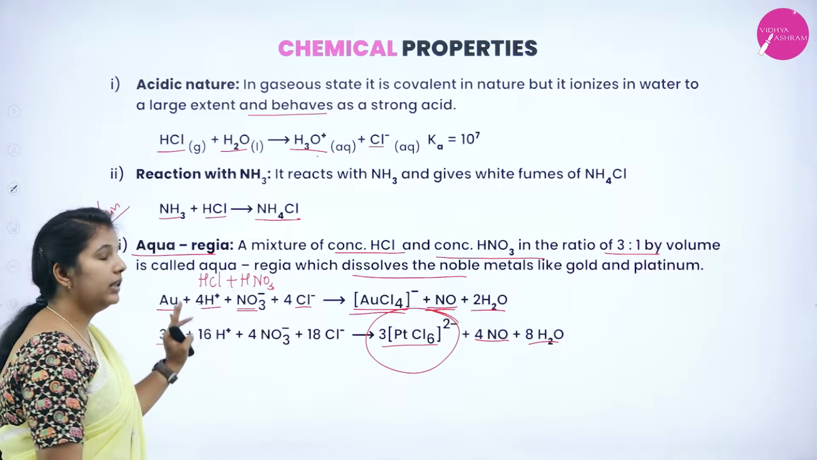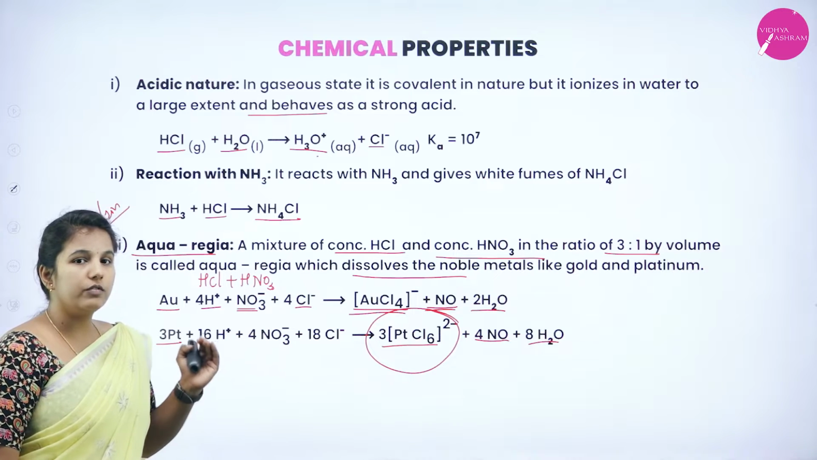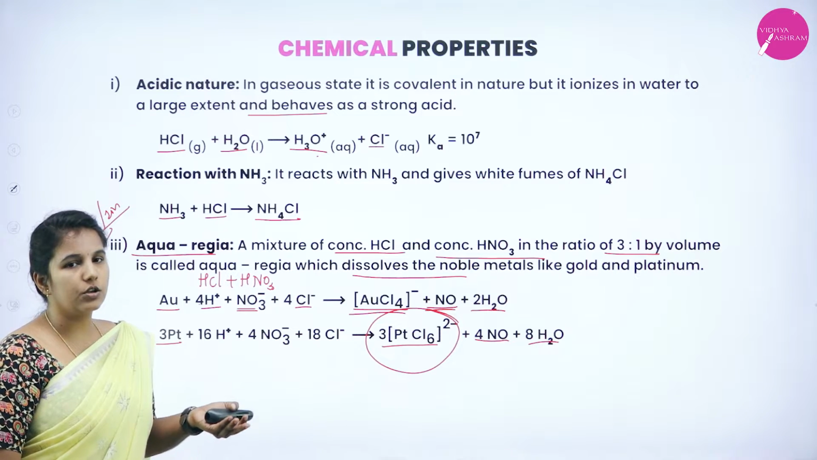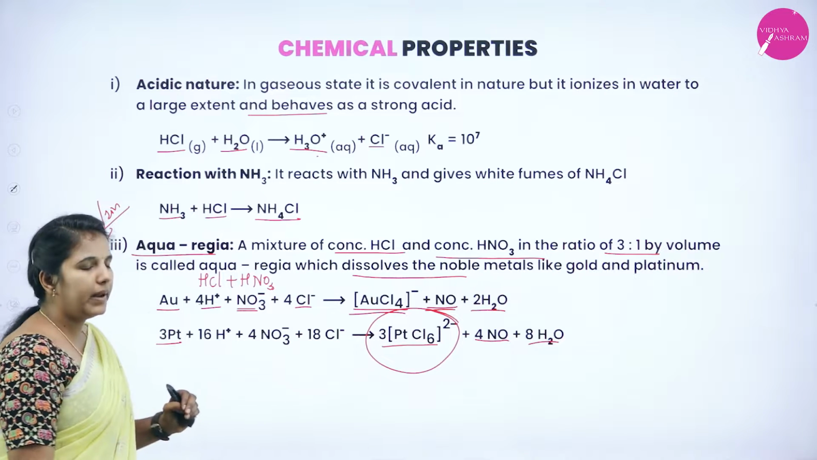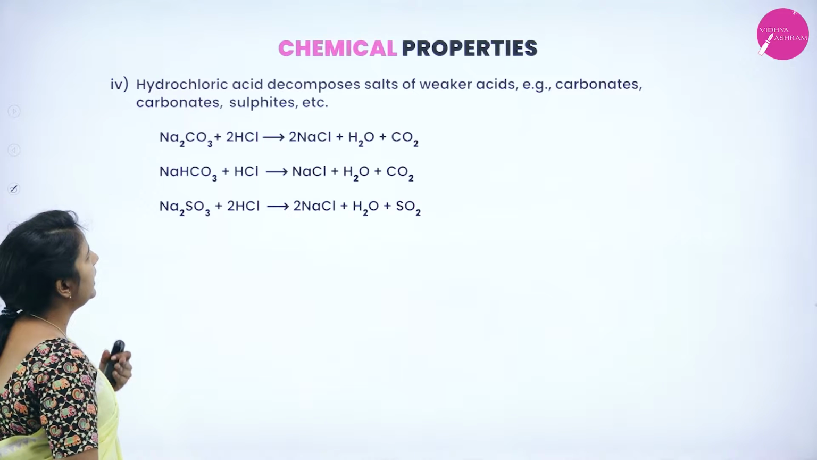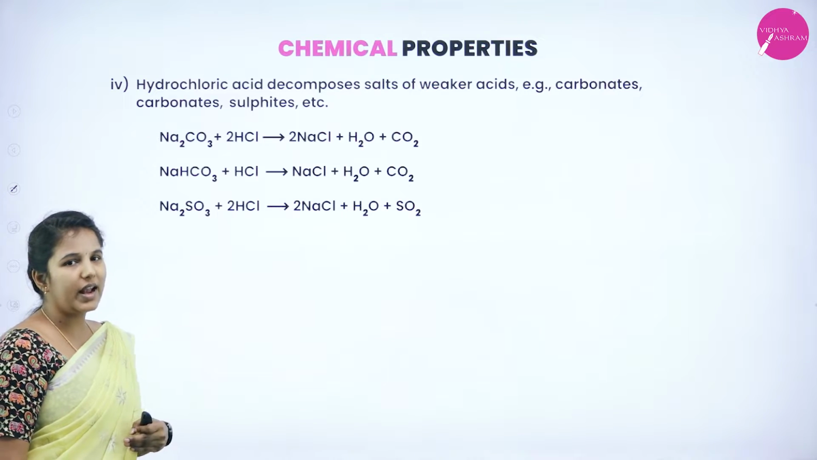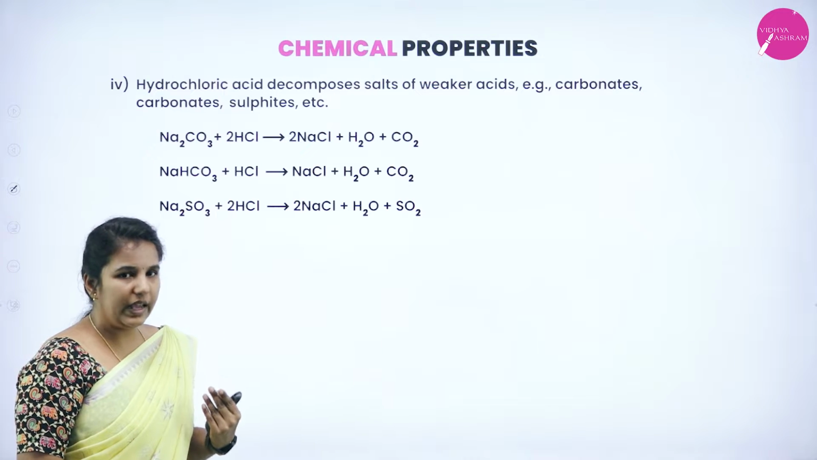This indicates that aqua regia is mainly used to dissolve most of the noble metals such as gold, platinum, etc., to form a complex compound. Next, hydrochloric acid decomposes the salts of weaker acids. We'll see how it decomposes them.